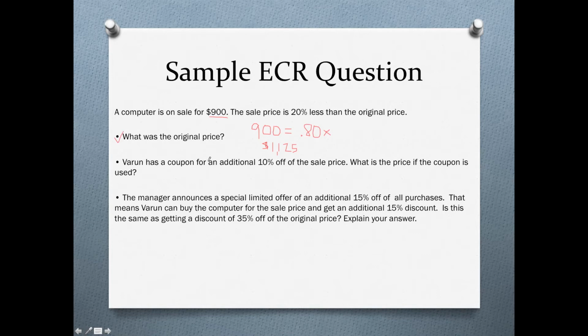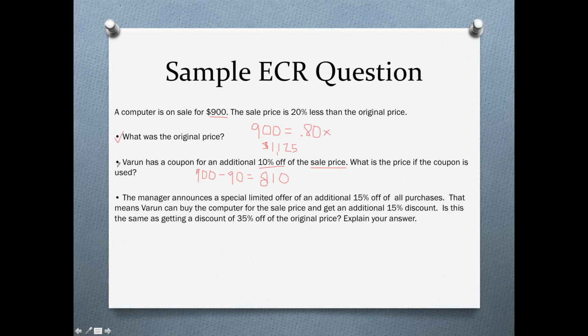The next part says that he has a coupon for an additional 10% off of the sale price. What is the price if the coupon is used? 10% off this $900. And we know that 10% of a number means you just move the decimal place over once to the left. So 10% of 900 is 90. So all I need to do now is subtract that 90 from the 900 to get the price that he would pay if he used the 10% off. And 900 minus 90 is, of course, $810.